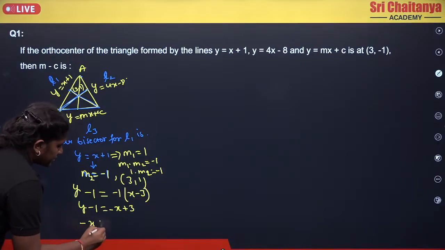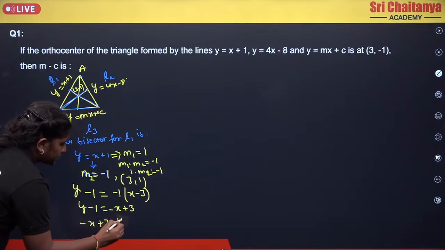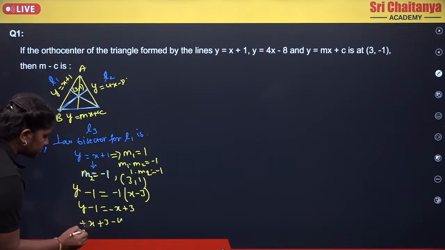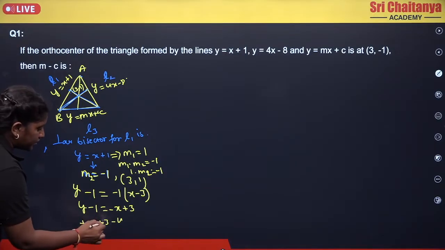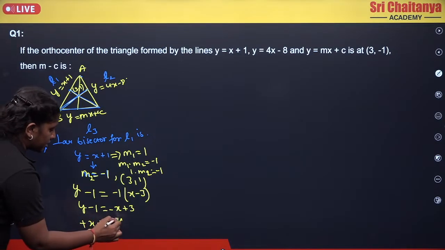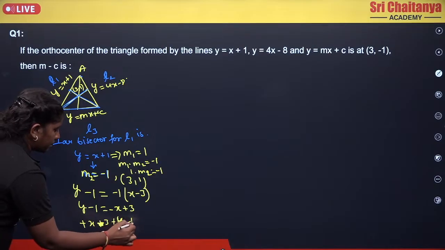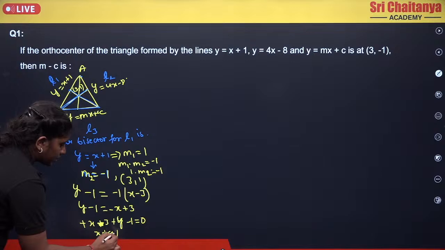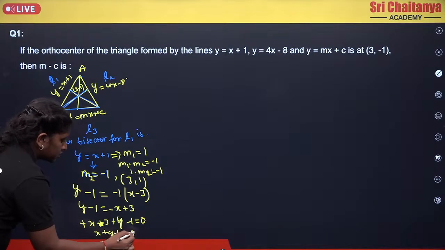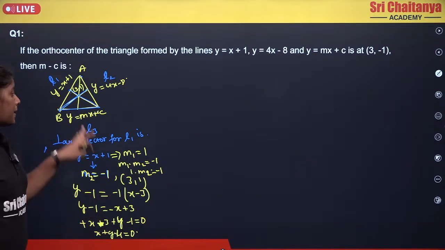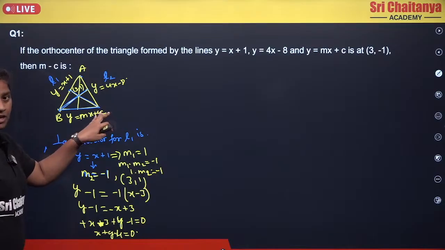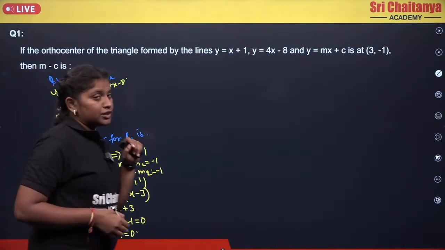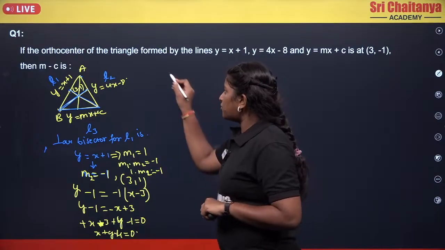So that becomes y plus 1 equals minus x plus 3. Taking minus x across, it becomes plus x, so x plus y minus 3 plus 1, which gives x plus y minus 2 equals 0. This is the equation we got for the perpendicular of L1. Now coming to the next, let's take the perpendicular of L2. So what will be the perpendicular of L2?